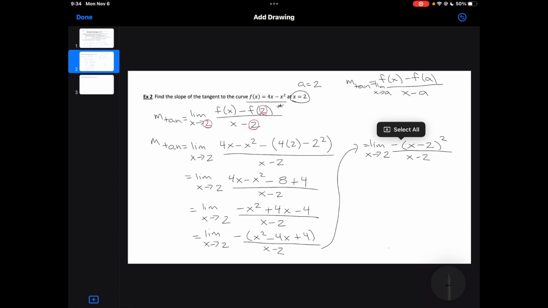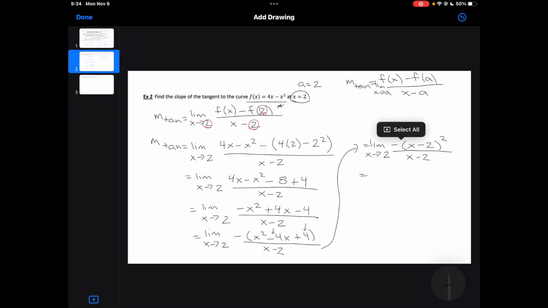If you don't see the perfect square trinomial, that's okay. You're still looking for two numbers that multiply to positive 4 and add to negative 4. Always multiplying to the last term and adding to the middle term.